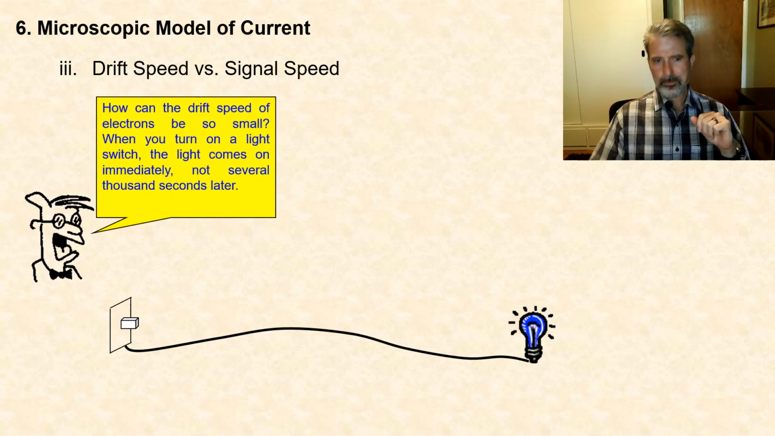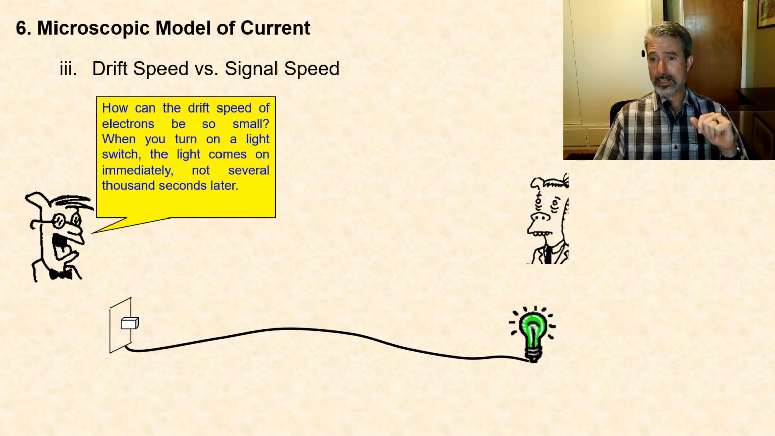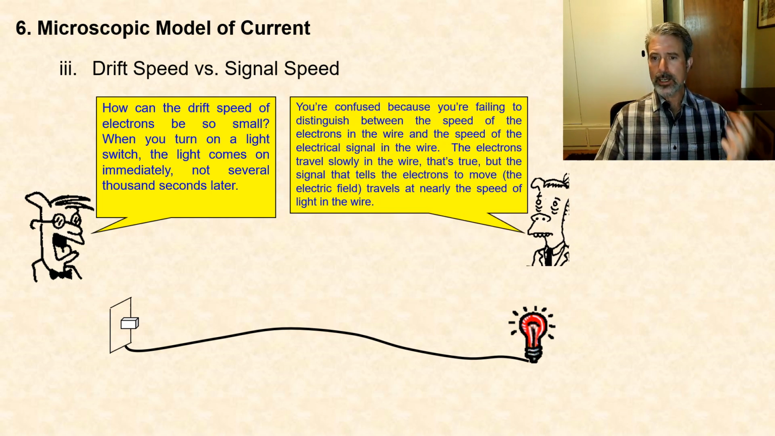According to our friend here, it says, how can the drift speed of electrons be so small? If you think about it, when you turn on a light switch, the light comes on almost instantaneously. It comes on immediately, not several thousand seconds later. Well, the friend here answers the question for him. He says that you're confused because you're failing to distinguish between the speed of the electrons in the wire and the speed of the electrical signal in the wire. The electrons travel slowly, that's true, but the signal that tells the electrons to move, the signal that exists in the form of the electric field, travels at nearly the speed of light.